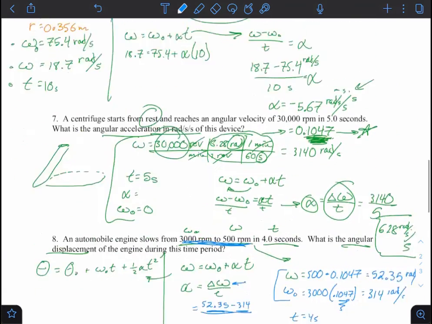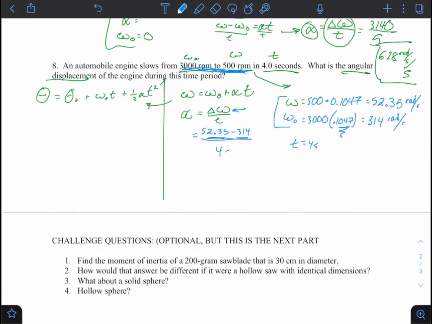Always kind of be paying attention to those little tricks while you're working. Think about what the answer should be conceptually and see if your answer agrees with it. If it doesn't, go back and check your work along the way. So you should get negative 65.4 radians per second squared.